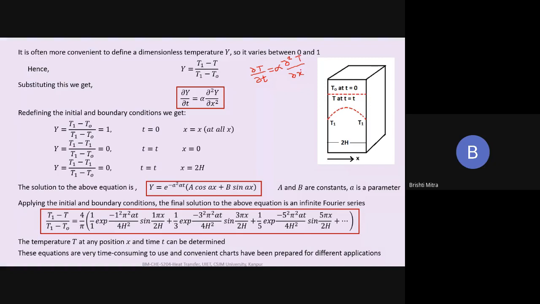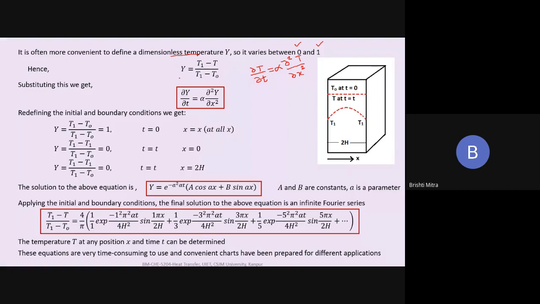Now the thing is that the temperature is a value which can start from any value and end up at any particular value. So in order to understand this better, we write a dimensionless temperature. Because we write a dimensionless temperature, its range varies between 0 and 1. So how do we write this dimensionless temperature? This is written as y. Y is equal to T1 minus T divided by T1 minus T naught. So this is how we define the dimensionless temperature.